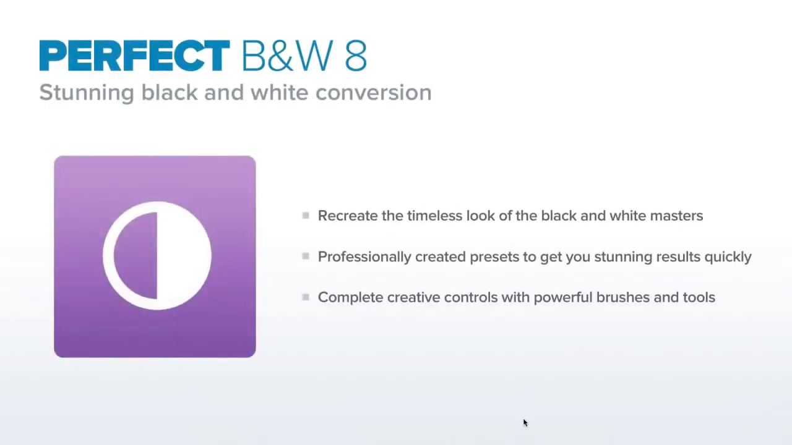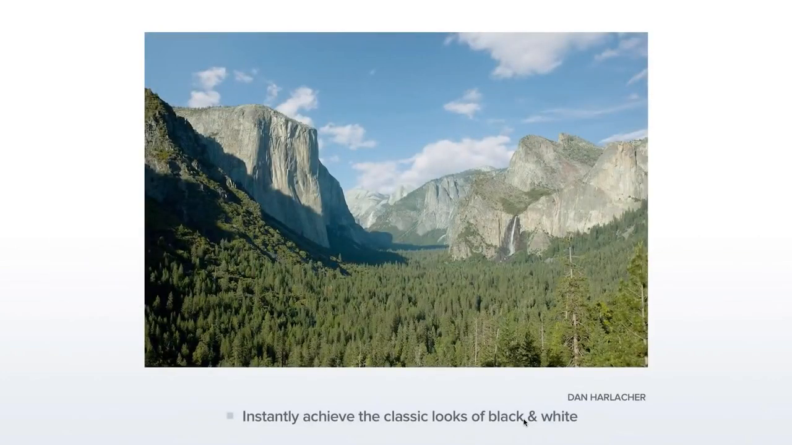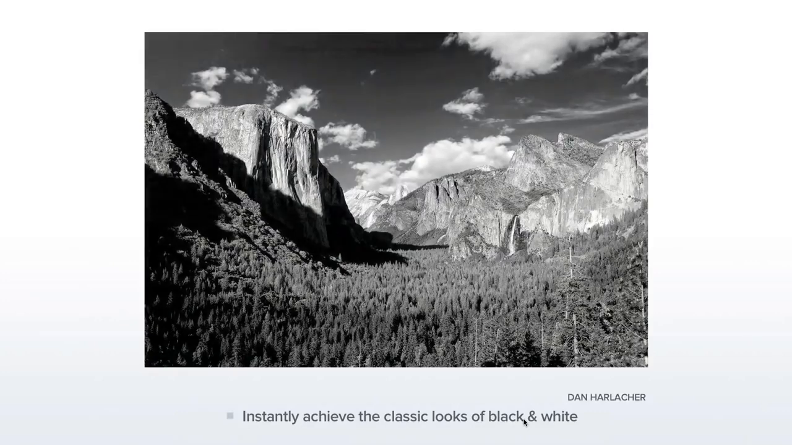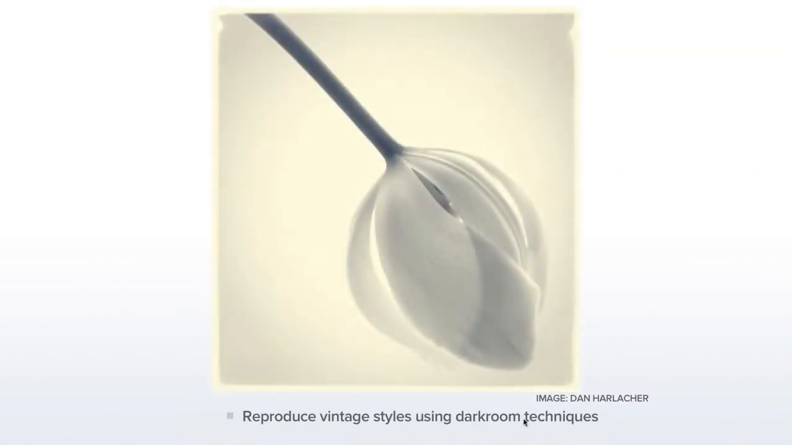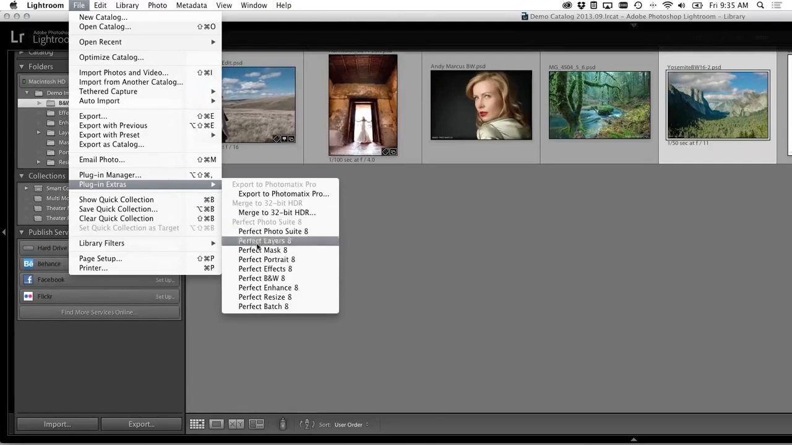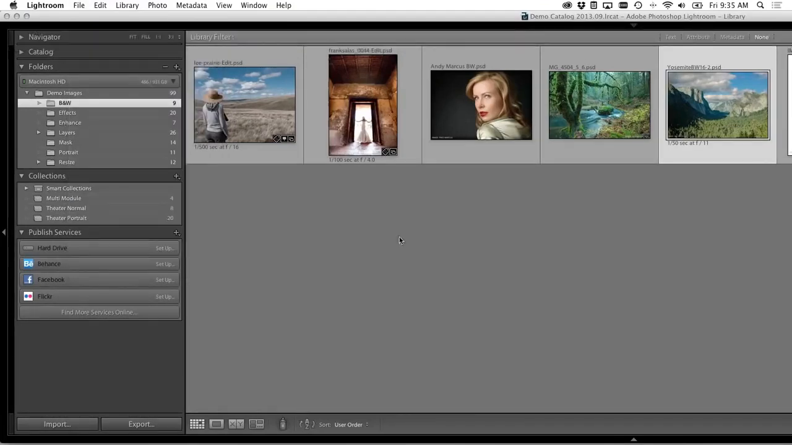The next thing we're going to talk about is I'm going to quickly show you guys Perfect Black and White. Black and white makes it easy to recreate the timeless look of black and white masters. I'll actually show you how to create an image like this from Yosemite, or it's also great for creating vintage darkroom looks like this ambrotype. So I'm just going to select an image I want to work on, and we'll send it to black and white.